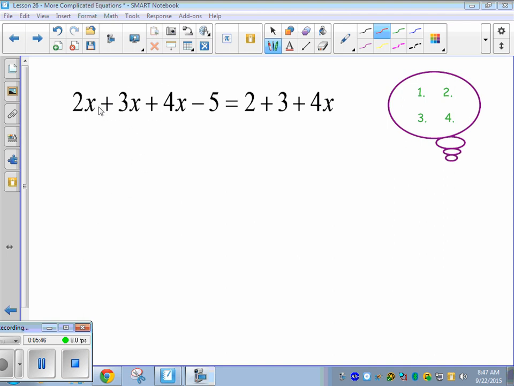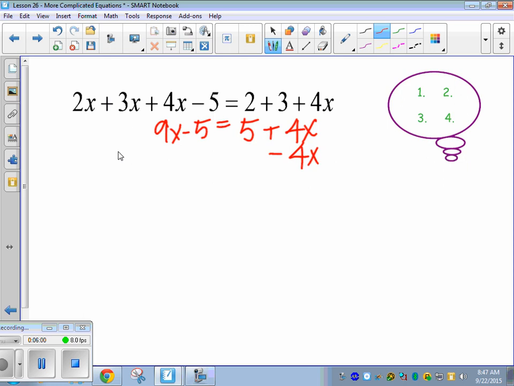Because we would combine like terms to start. We'd get 9x minus 5, right? 2 plus 2 gives me 5 plus 4x. So if I wanted to get rid of my x's from this side, I would subtract 4x from both sides. These ones go away. 9x minus 4x gives me 5x minus 5 equals 5.